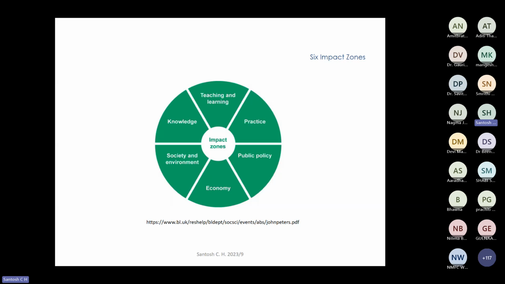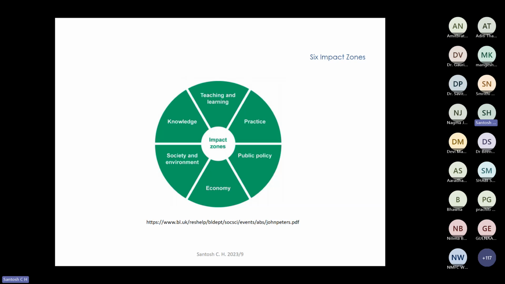So what exactly these researchers are doing, and what kind of impact is expected from researchers when it comes to sharing knowledge or sharing research. Whatever you have shared in the form of a PowerPoint presentation or a video or a lecture or a research paper especially, that should impact 6 zones.